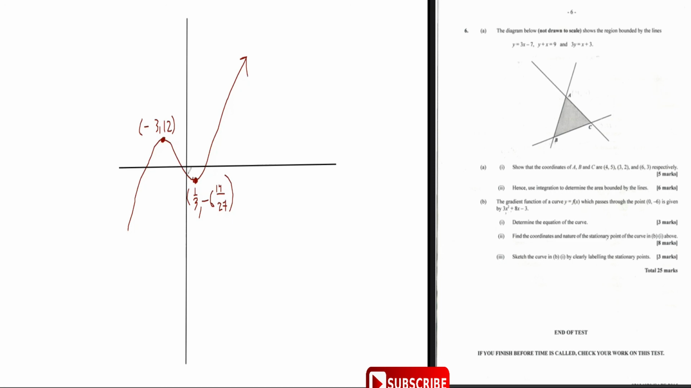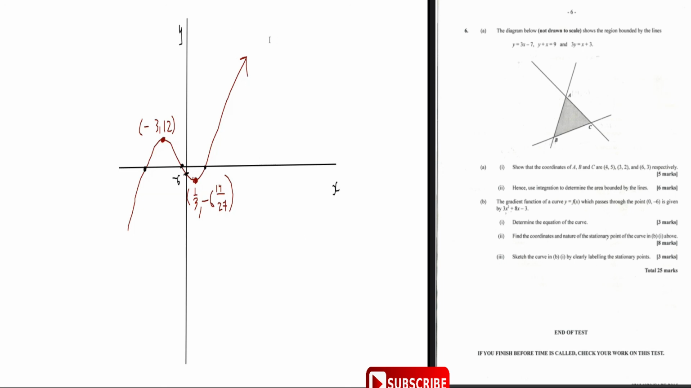X is 1/3, and this is a point where y is -6. This is a y-axis intercept. Now we don't know the roots. We really don't know these roots. These are the roots. All right, this is your y-axis. This is your x-axis. And that's it. That concludes this paper. Nice and easy.